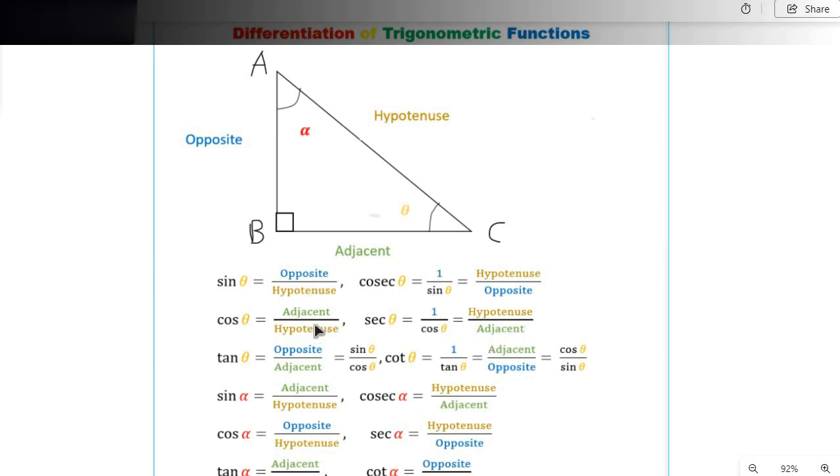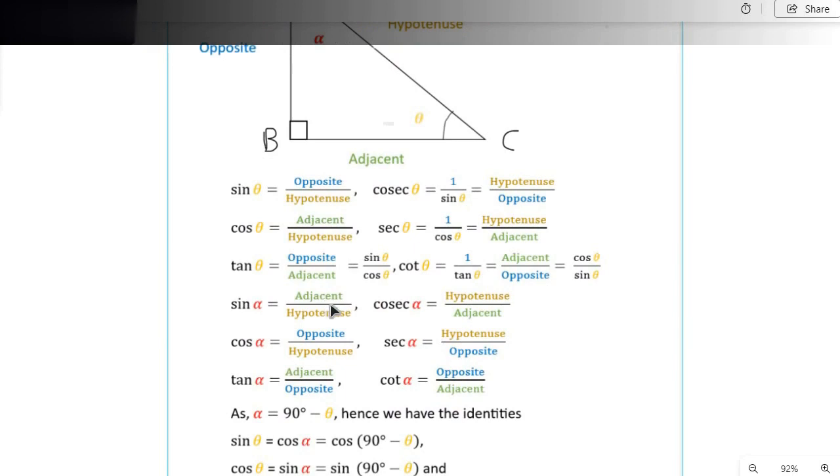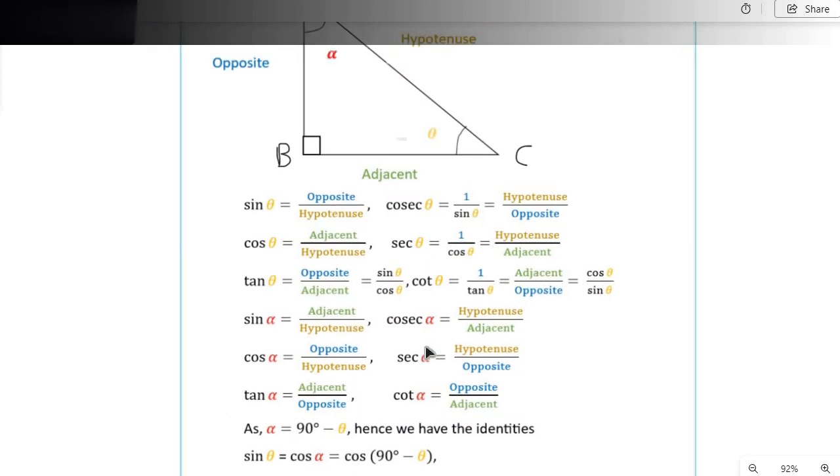And for tan theta, we have opposite by adjacent or sin theta by cos theta, whereas cot theta, its reciprocal function is 1 by tan theta equals adjacent by opposite or cos theta by sin theta. Similarly, for alpha, we have sin alpha equals to adjacent by hypotenuse, cosec alpha equals hypotenuse by adjacent, cos alpha equals opposite by hypotenuse, sec alpha is equals to hypotenuse by opposite, and finally tan alpha is equals adjacent by opposite, and cot alpha is equals to opposite by adjacent.